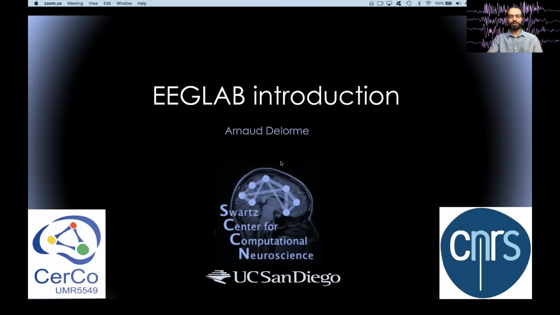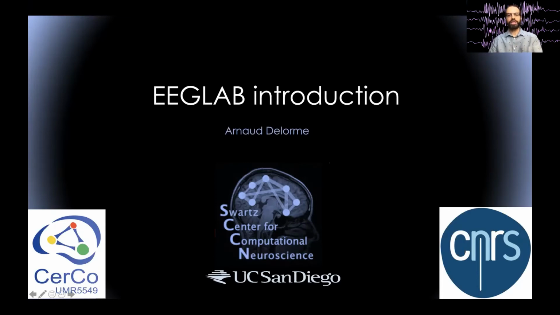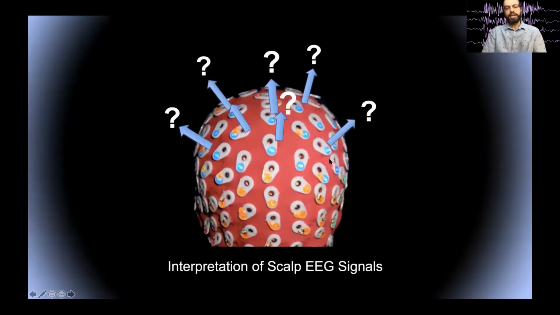First, what is EEGLAB? Well, EEGLAB is about interpretation of scalp EEG signals. When you record brain waves, you record signal from individual electrodes. And the work is to actually try to interpret these signals and understand what it means in terms of what's happening in the brain. That's why we need software to process this type of data.